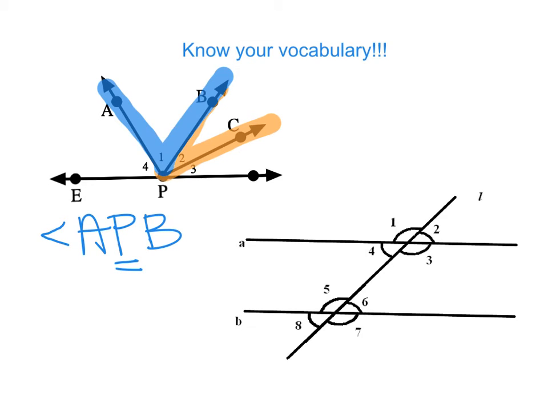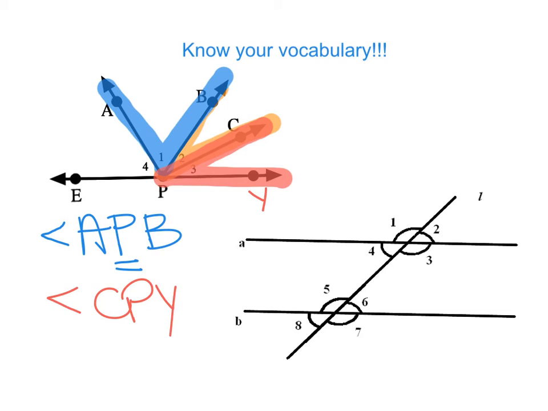Another angle that is adjacent to this, again, it must share a side and have a common vertex. So there you are talking about angle CP, and there isn't another letter here, so I'm going to make it up and call it Y. So that would be CPY. Please make sure that you are using proper notation. You will be counted off if you don't label angles and line segments correctly.